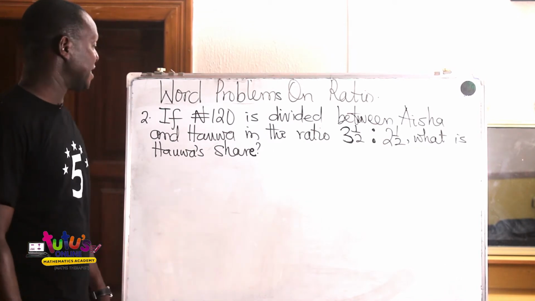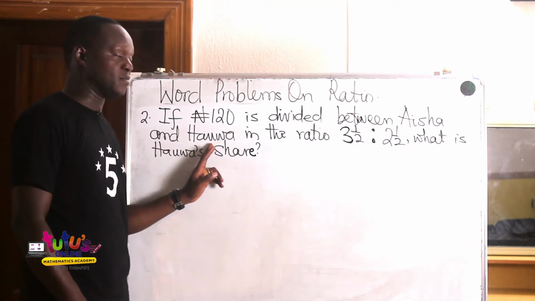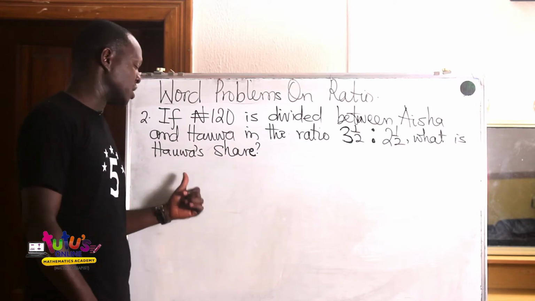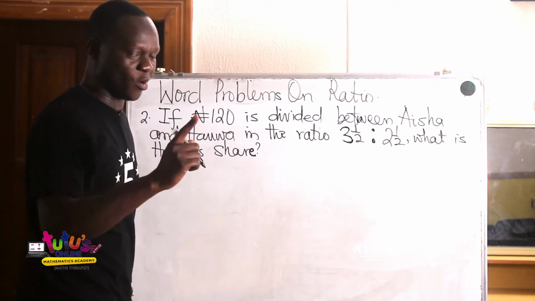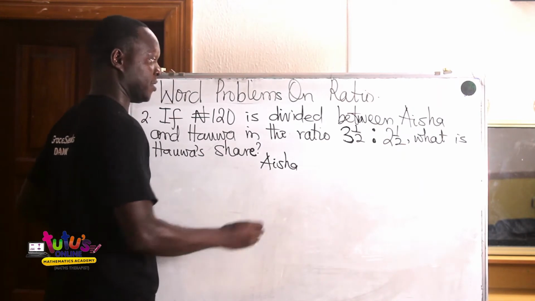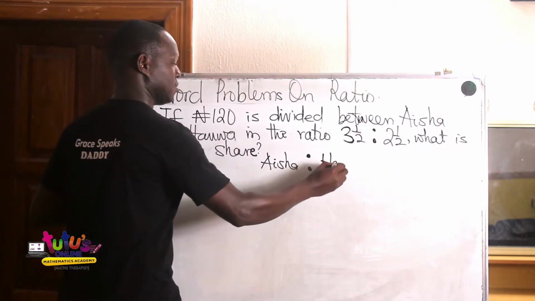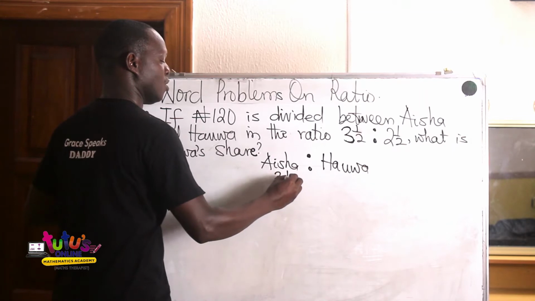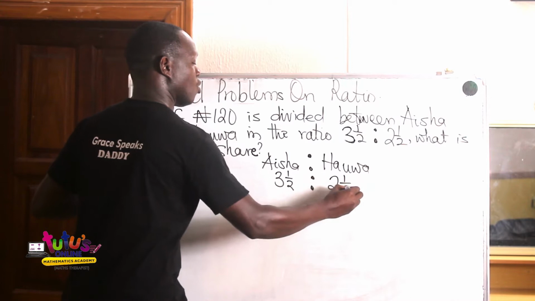Number 2 question says, if 120 naira is divided between Aisha and Hawa in the ratio 3 whole number 1 over 2, ratio 2 whole number 1 over 2, what is Hawa's share? Now remember we said ratio is written in order. Aisha is the person that came first, ratio Hawa. Now it comes in ratio 3 whole number 1 over 2, ratio 2 whole number 1 over 2.